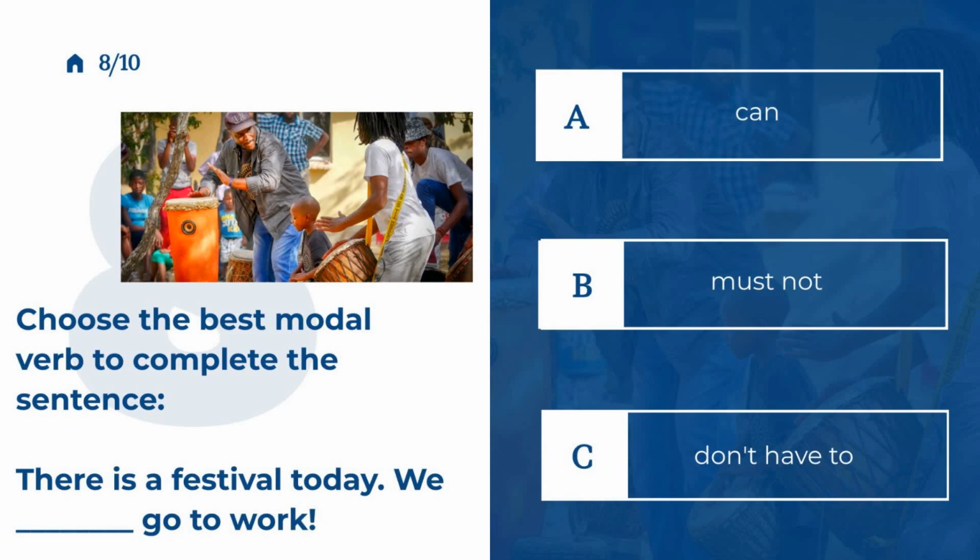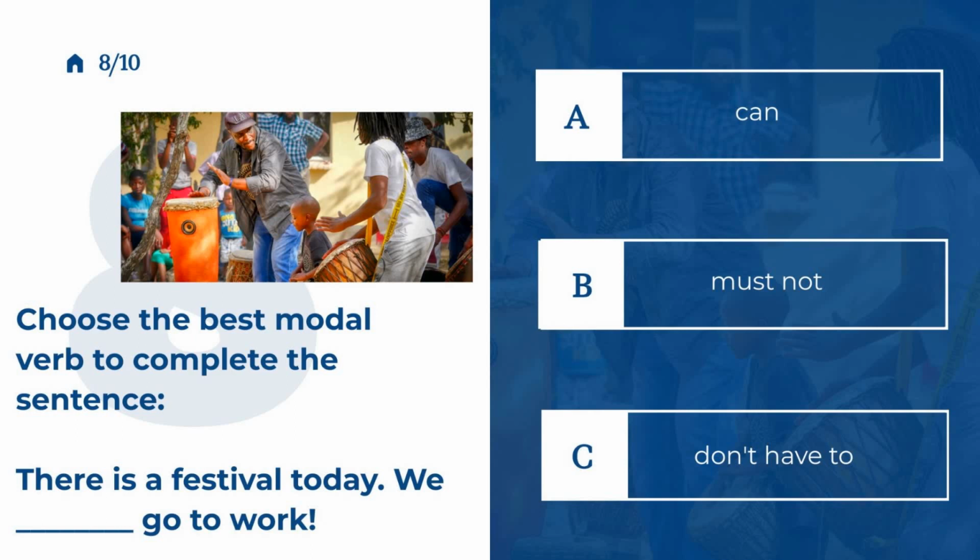Number 8. Choose the best modal verb to complete the sentence. There is a festival today. We go to work. A. We can go to work. B. We must not go to work. C. We don't have to go to work.